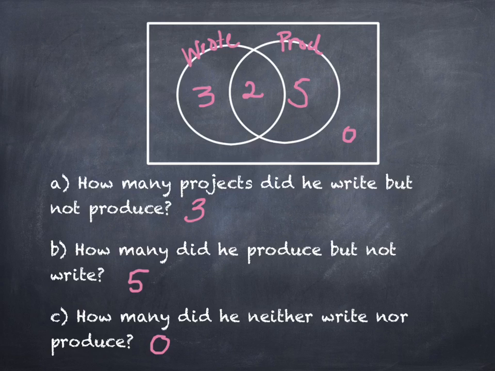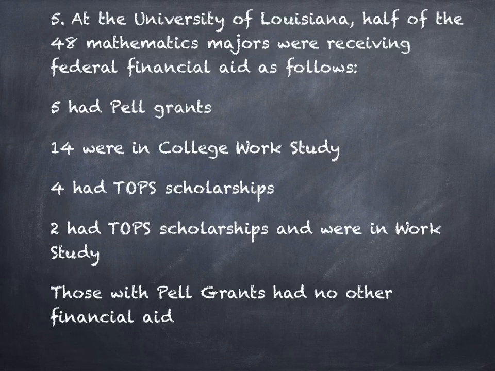So this is the way that you think about these Venn diagrams. And now we've had a chance to look at a very simple, straightforward one. We're going to do one that's a little more complicated. At the University of Louisiana, half of the 48 mathematics majors are receiving federal financial aid as follows. 5 have Pell Grants, 14 are in work study, 4 have top scholarships, and 2 have top scholarships and are in work study. And then those with Pell Grants had no other financial aid.